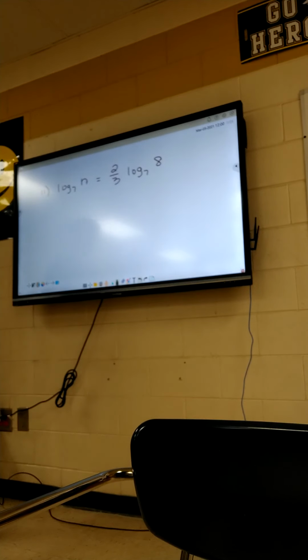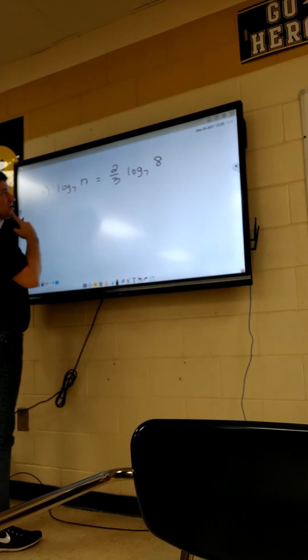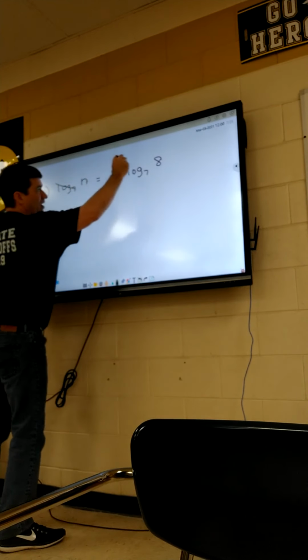Let's go to 11. 11's got something new. You guys look at it. It's got a fraction, but what's most important, the fraction is in front of the log. So, Bryson, I cross out my logs.